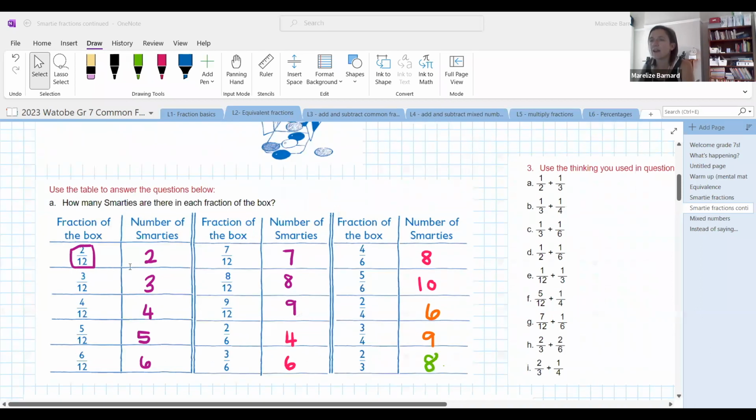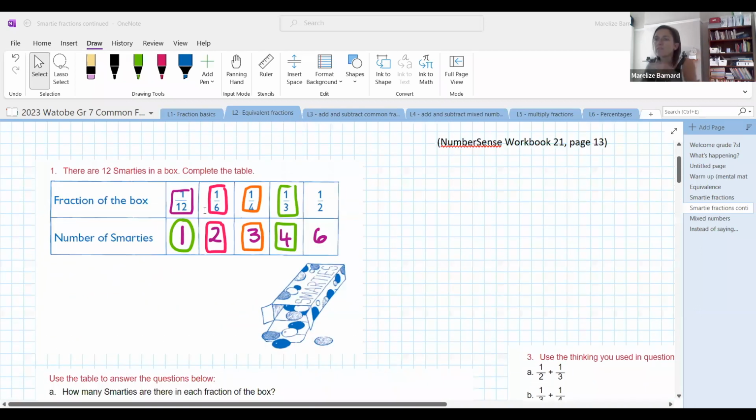We said if I divide 12 Smarties by 12, I actually get just 1. So if I take my 12 Smarties and I divide it out into 12 people, each person will only get 1 Smartie. But if there are 6 people, I'll divide it out and each person will get 2 Smarties. And if there are 4 people, each one will get 3. So if there are 3 people, each one, that's what we do when we work with fractions. Okay, we are just dividing things up.